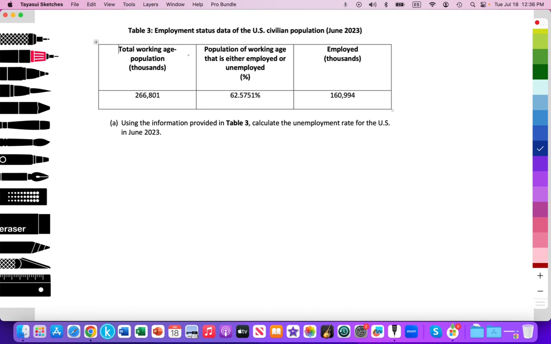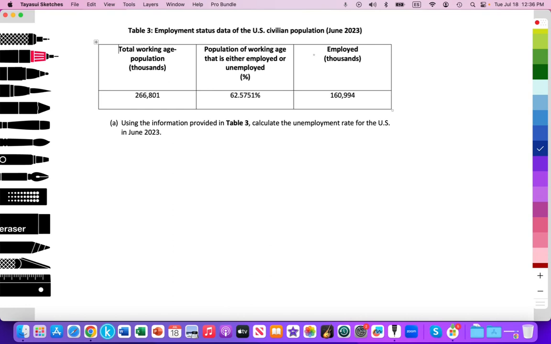In column 1, we have the total working age population in thousands. So this is 266.801 million if we put in the extra 1,000 here. Column 2 is the population of working age that is either employed or unemployed, as a percentage. So 62.5751% of this total working age population is employed or unemployed.